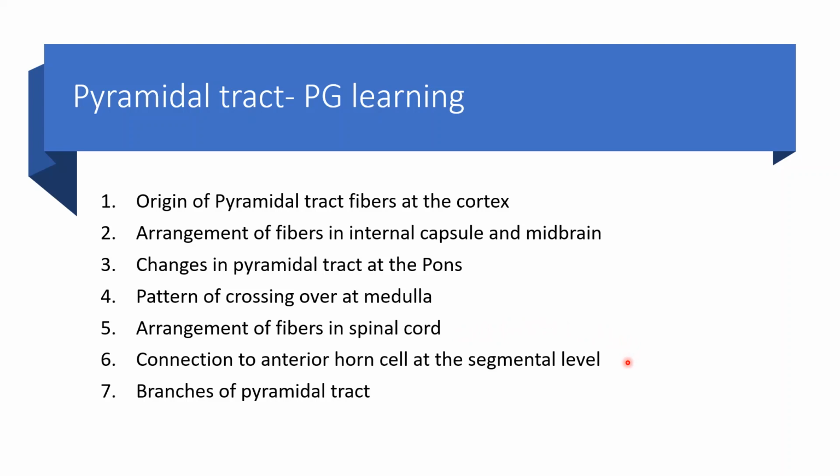Connection of the pyramidal tract to the anterior horn cell at a segmental level is something which is very unclear in the literature, so we thought we'll clarify on that part. Then branches of the pyramidal tract, something which we frequently forget, but they play a very important role in the functioning of the pyramidal tract.